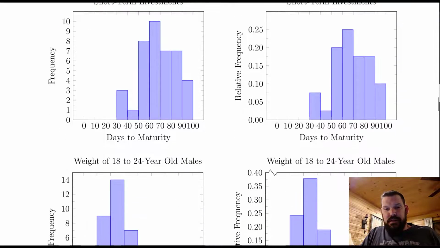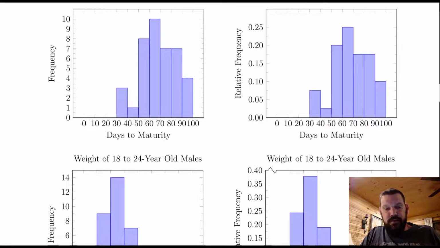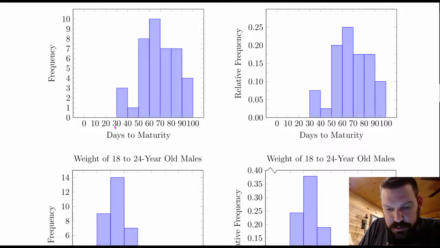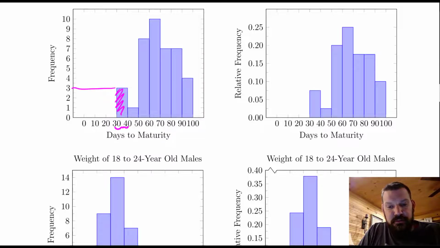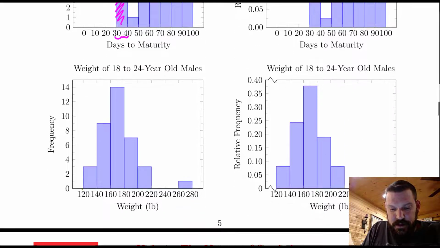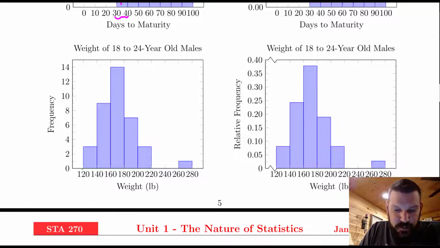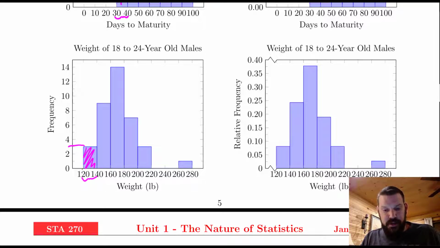When we talk about the limit grouping and cut point grouping, you can see that our bars cover a range just like they do on the table of values. So here we have 30 to 40 days to maturity, and we have this bar right here, and that appeared 3 times in our data set. Same thing is true for the relative frequency. Down here for the cut point grouping for the weights, our first value is 120 to 140. So we had that happen again 3 times in our data set. We had 3 males between the ages of 18 and 24 who were between 120 and 140 pounds.